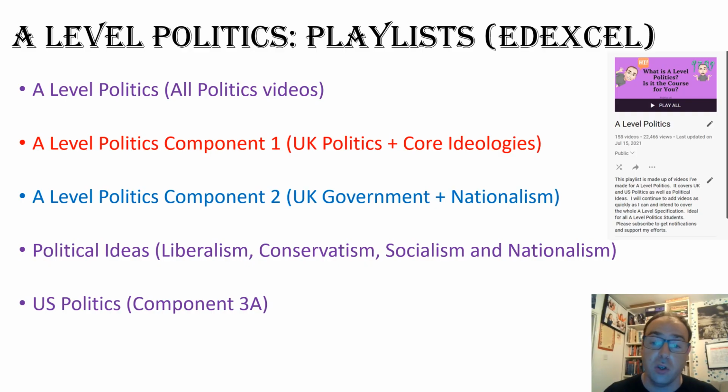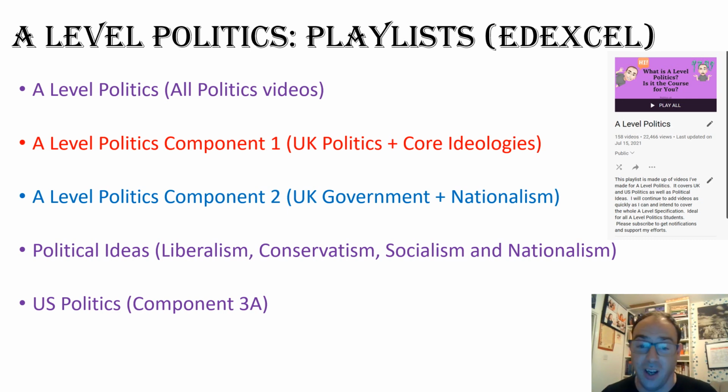There's a component 2 playlist, which again is very similar. It's got all the stuff on UK government, so Constitution, Parliament, Prime Minister, the Supreme Court, all the different devolution, all that kind of stuff in it. And then we also do the non-core ideology, and the non-core ideology I teach is nationalism, and so there is a series of videos on that.